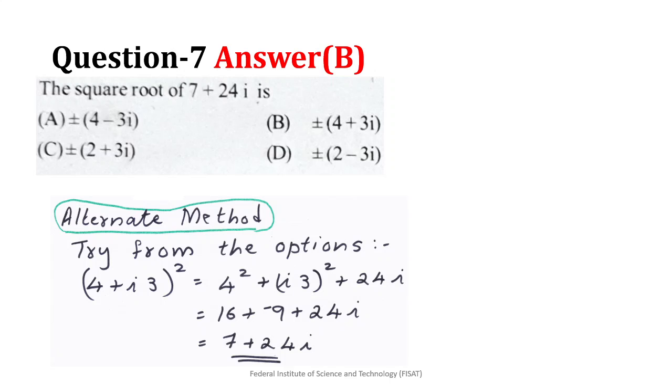There is an alternative method, however, you can try if you forget this formula. That is, you have to try with every option. In every option, the square root of 7 plus 24i is given. That means when you square the option, you should obtain 7 plus 24i. So our answer we obtained was plus or minus (4 plus 3i). When you square that one, you will be obtaining 7 plus 24i. So clearly this is a square root.